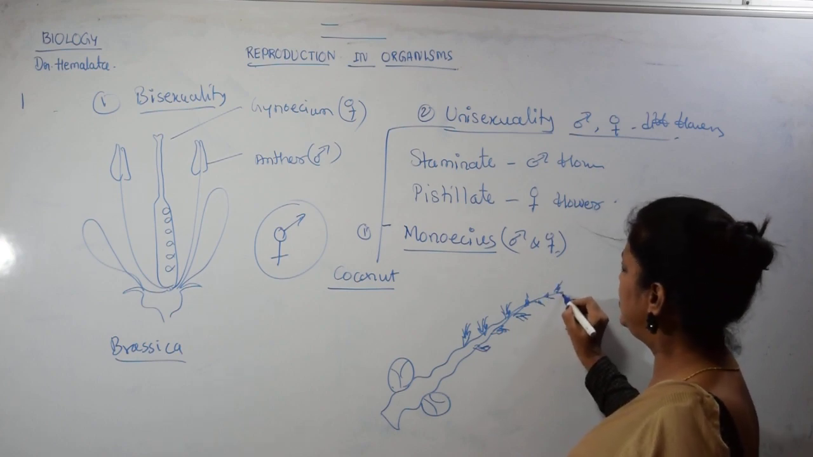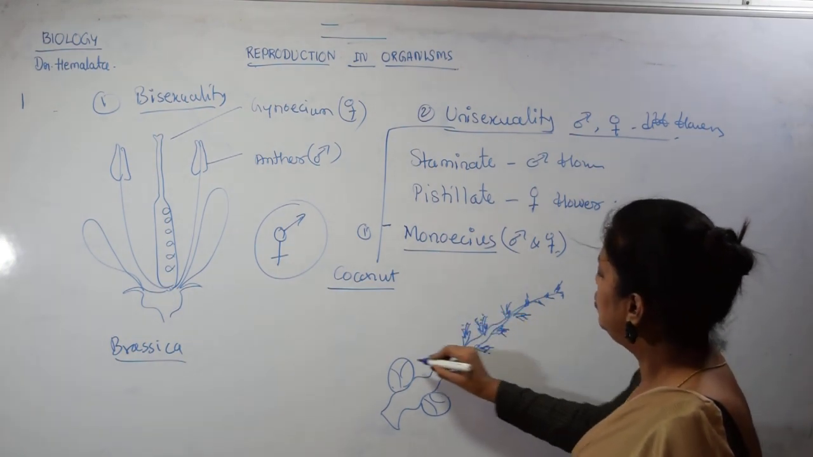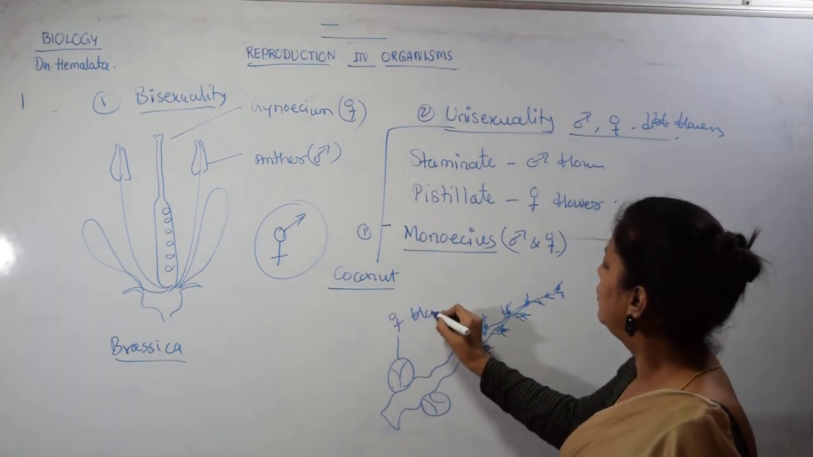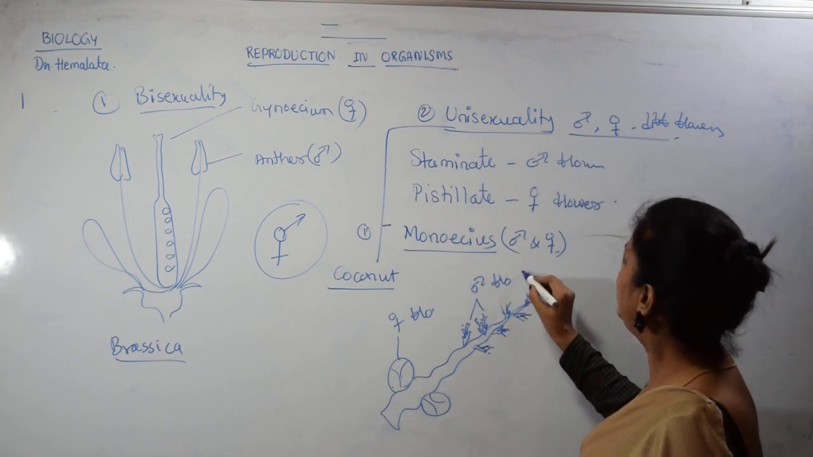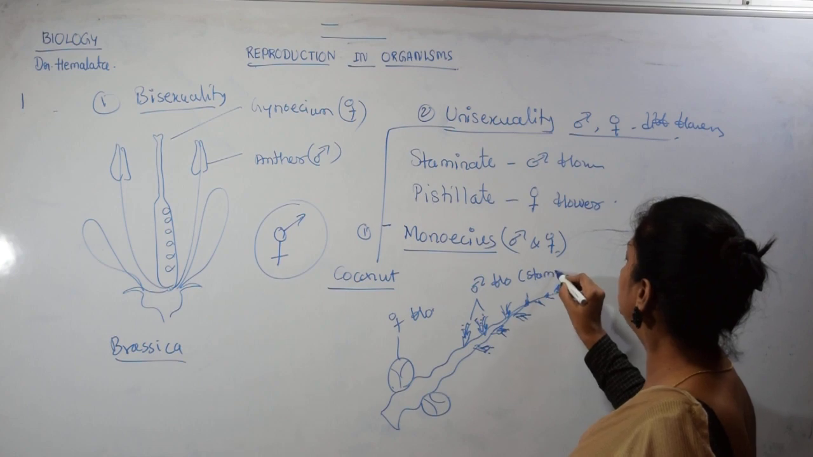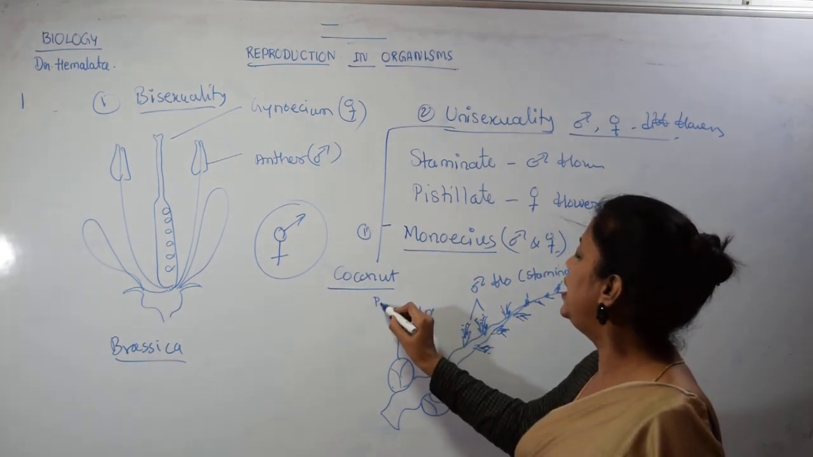You have seen, I think, this is a very easily observable thing. These produce pollen grains. So here is the female flower. These are the male flowers. We call these male flowers as staminate flowers and the female flowers as the pistillate flowers.